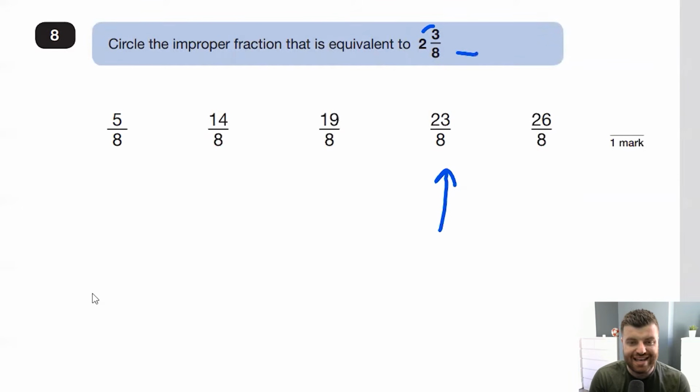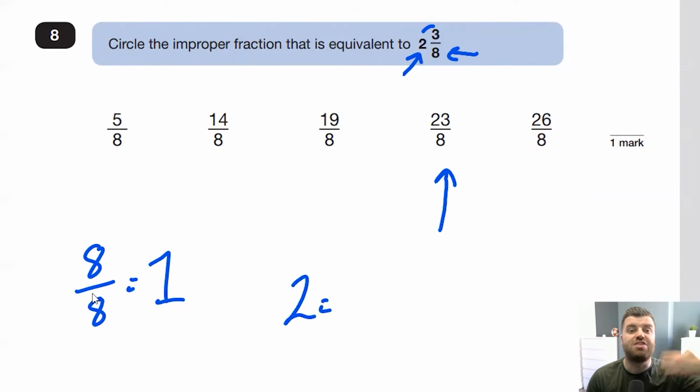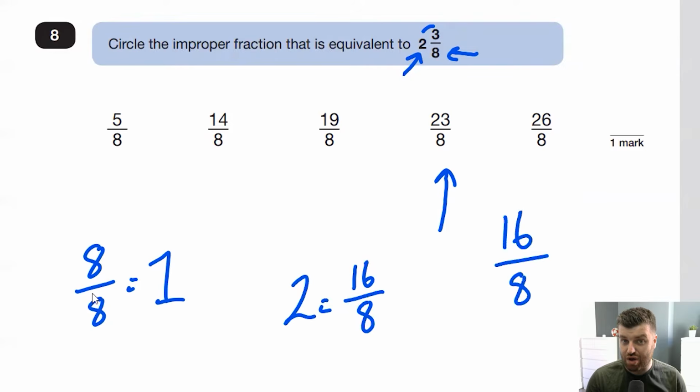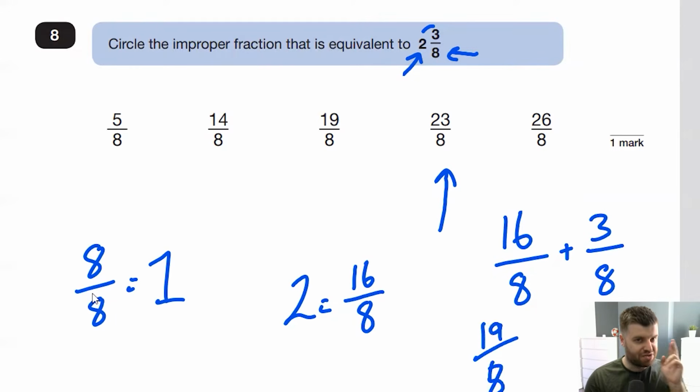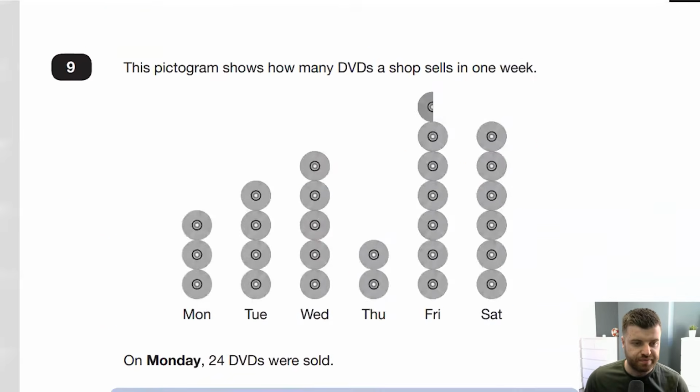Our denominator here is eighths. So we know that 8/8 is equal to 1 whole. But the question's asking for 2 wholes. So 2 wholes is going to be double that amount of eighths, which is 16/8. So now we know it's 16/8 for 2 wholes. And we've also got 3/8 next to it. All we have to do is combine these totals and we get 19/8. We cross our fingers, we hope it's there, and it is. We put that as our answer and we move on to question 9.